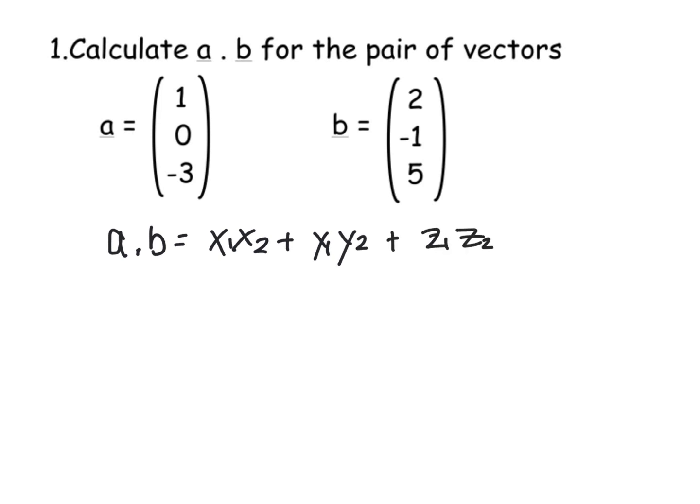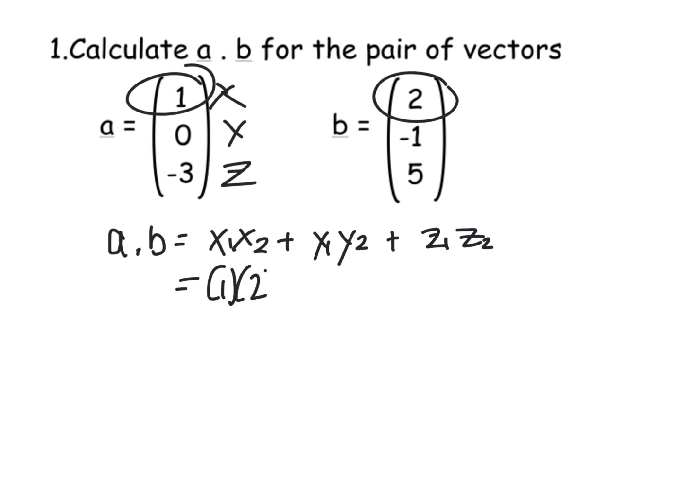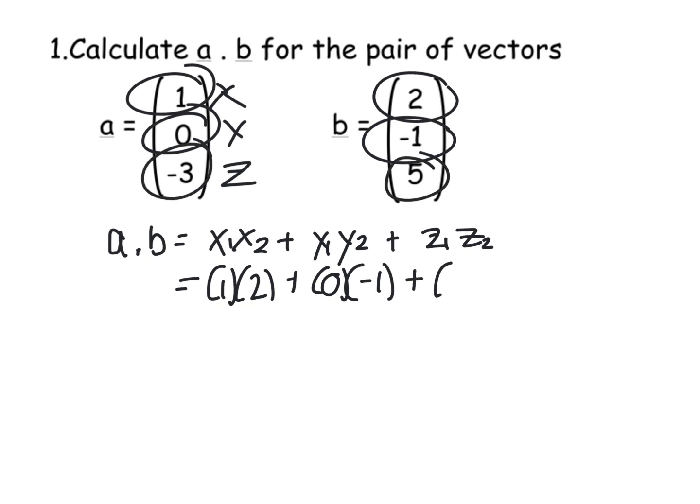So these just stand for, remember, this is your x, your y and your z. So literally what you do here is you multiply your numbers. So you multiply your x's, so we've got 1 times 2 plus, then you multiply your y's. So we've got 0 times negative 1, and then you've got your negative 3 times your 5. So negative 3 times 5. And I just write it with brackets, particularly with all these negatives going on. Then you multiply it and work out what they are.